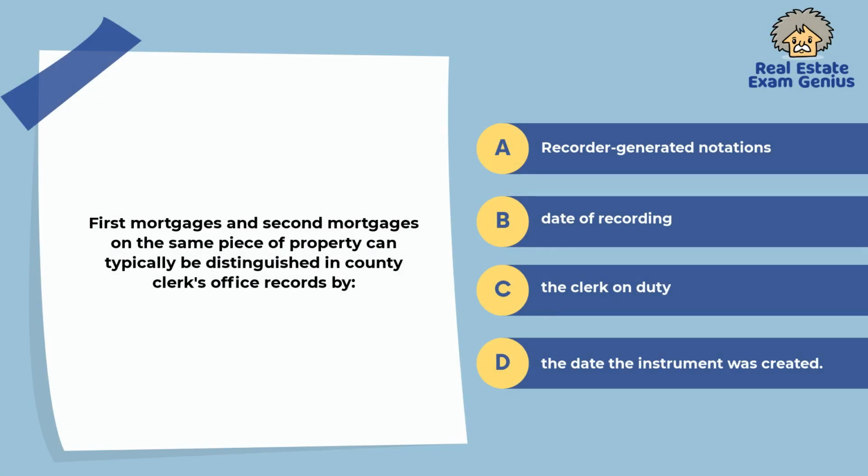63. First mortgages and second mortgages on the same piece of property can typically be distinguished in county clerk's office records by recorder-generated notations. Date of recording. The clerk on duty. The date the instrument was created.